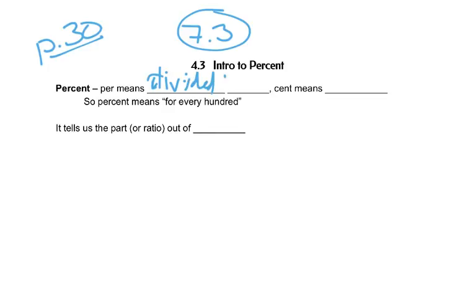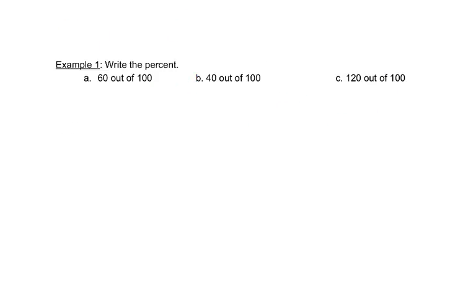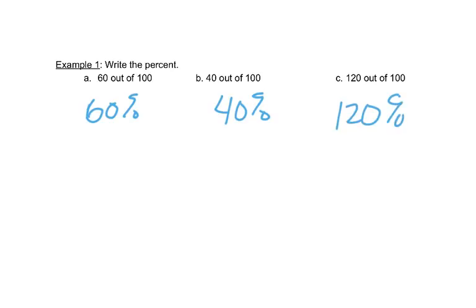So per means divided by, and cent means 100, like 100 cents in a dollar, or a century is 100 years. So percent really means for every 100, or divided by 100. It tells us the part or the ratio out of 100. So if we write these as a percent, 60 out of 100 we would write as 60%. 40 out of 100 is 40%. 120 out of 100 is 120%. It's bigger than 100, so it's bigger than 100%.